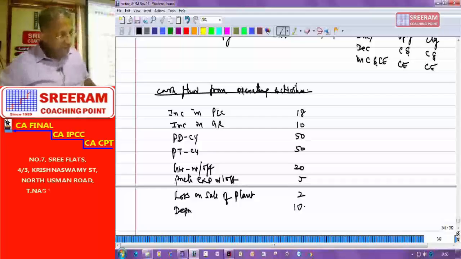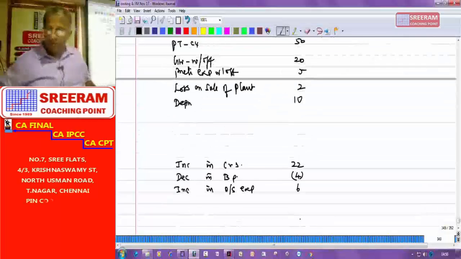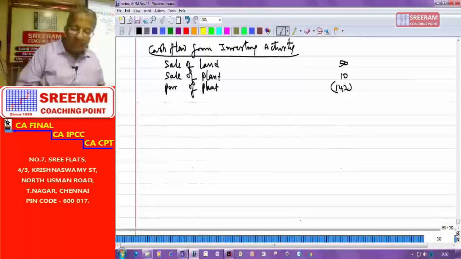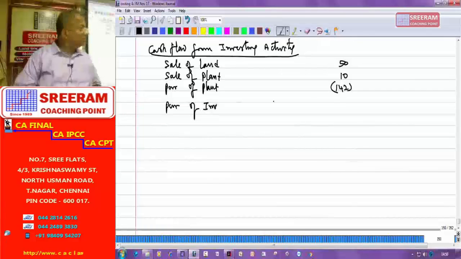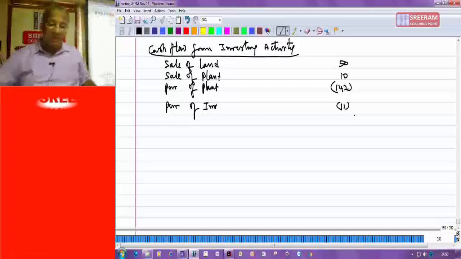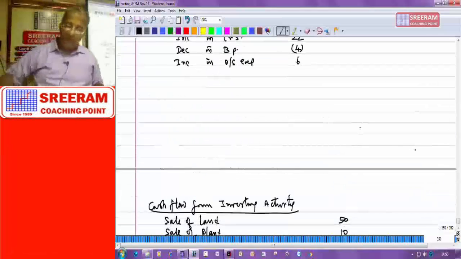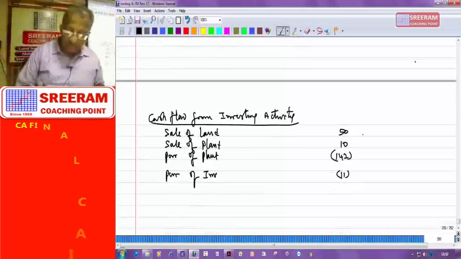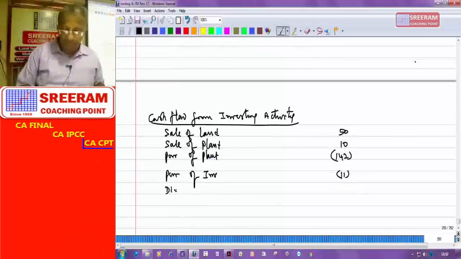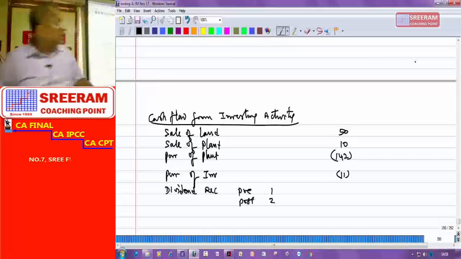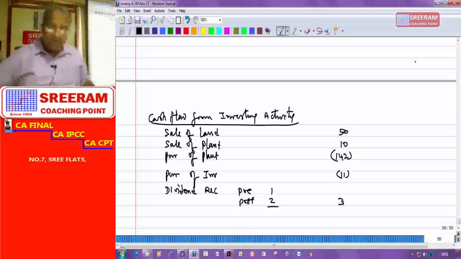Then investments. What have we done for investments? Remember, as far as the investments item is concerned, purchase of investments, how much? 11. Correct? 11. Then what have we done for investing activity? Dividend received. Pre and post acquisition. How much? 1 and 2. 3 without brackets because it will result in inflow.